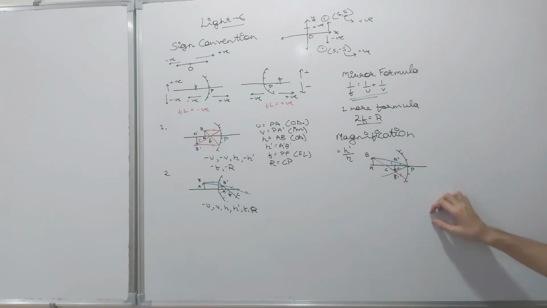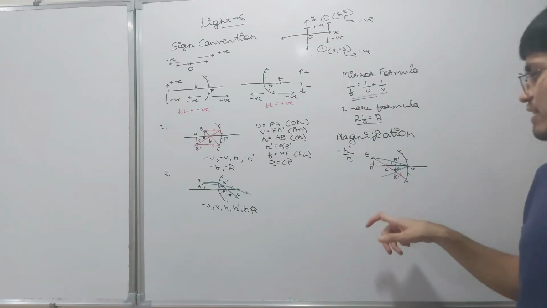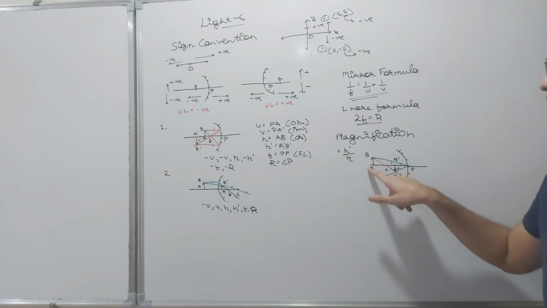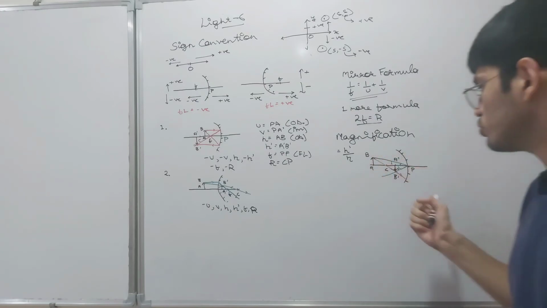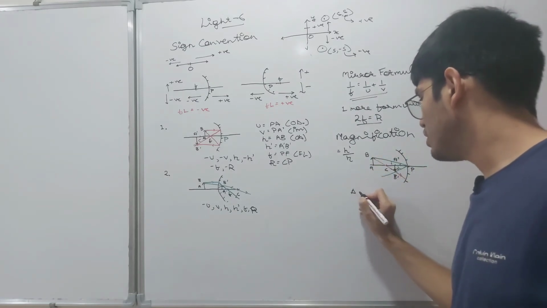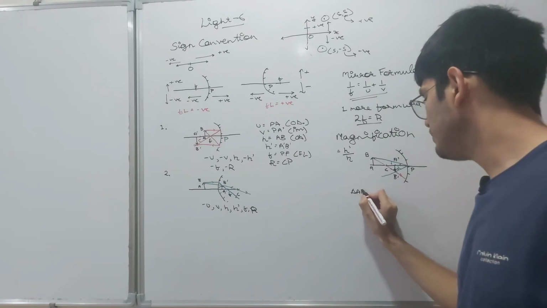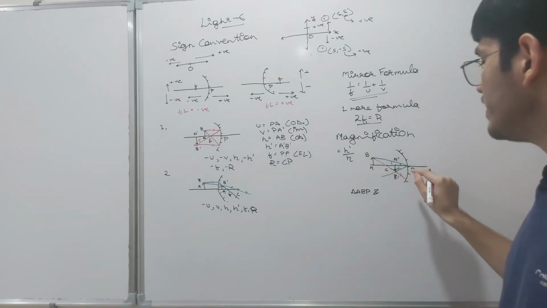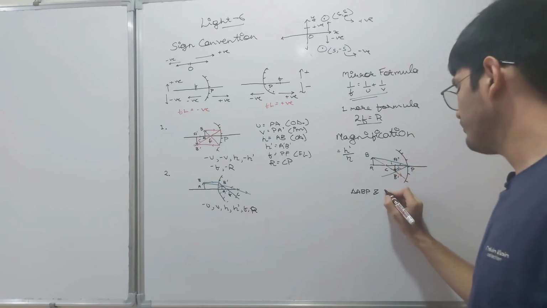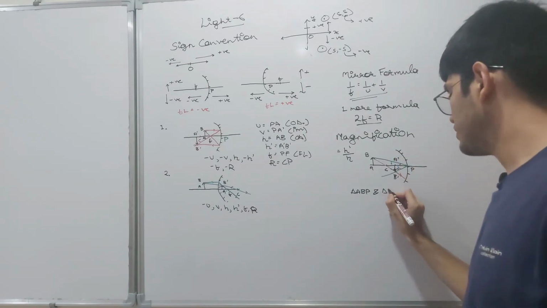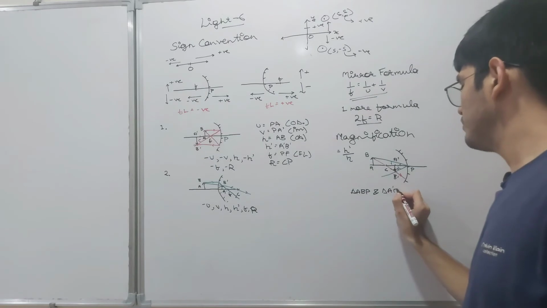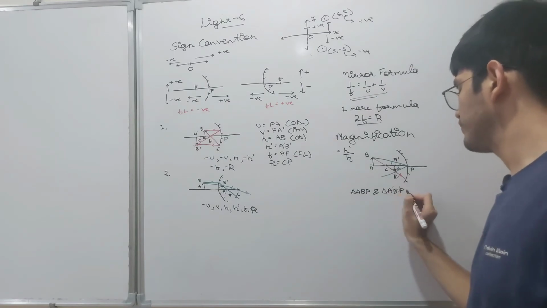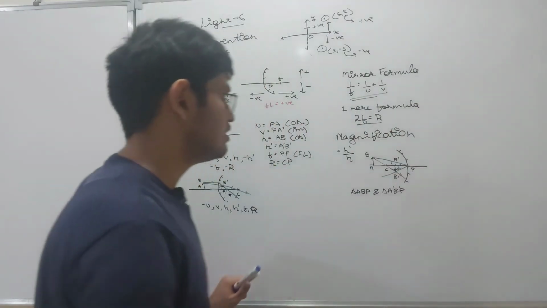The first triangle that we are going to compare is triangle ABP, and the other triangle that we are going to take is triangle A dash B dash P. So we just took these two triangles.